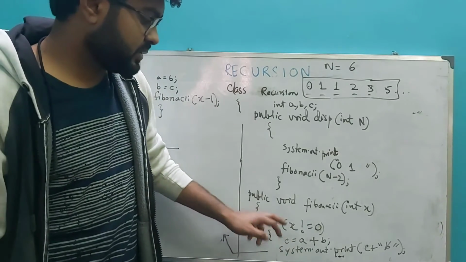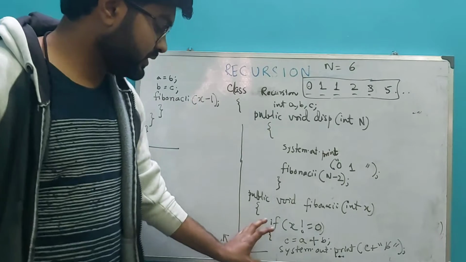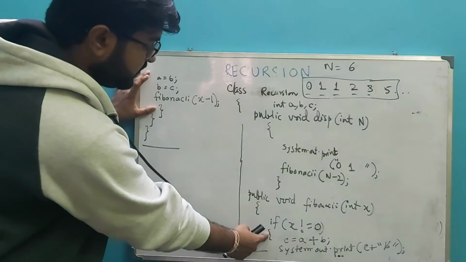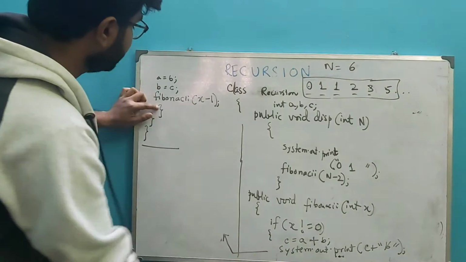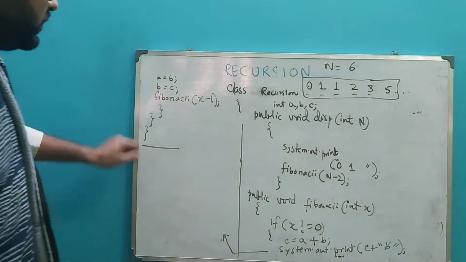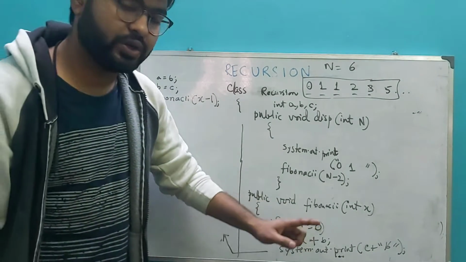I am checking. This is the third bullet point. That is the condition. Whenever the condition is satisfied, then only this block would be executed. This is the block of the if. Curly starts here for if, curly closes here for if. This is the function's curly, this is the class's curly. Okay. So this block would be executed if x is not equal to 0.